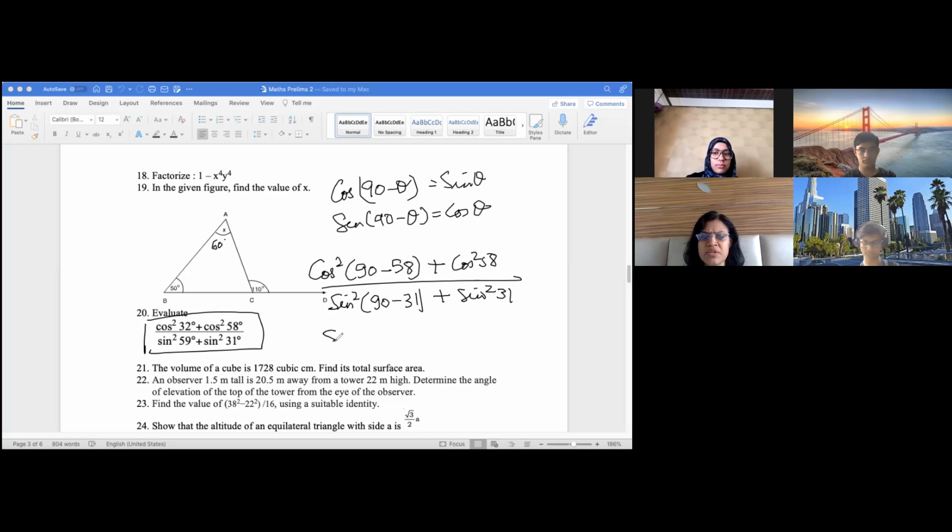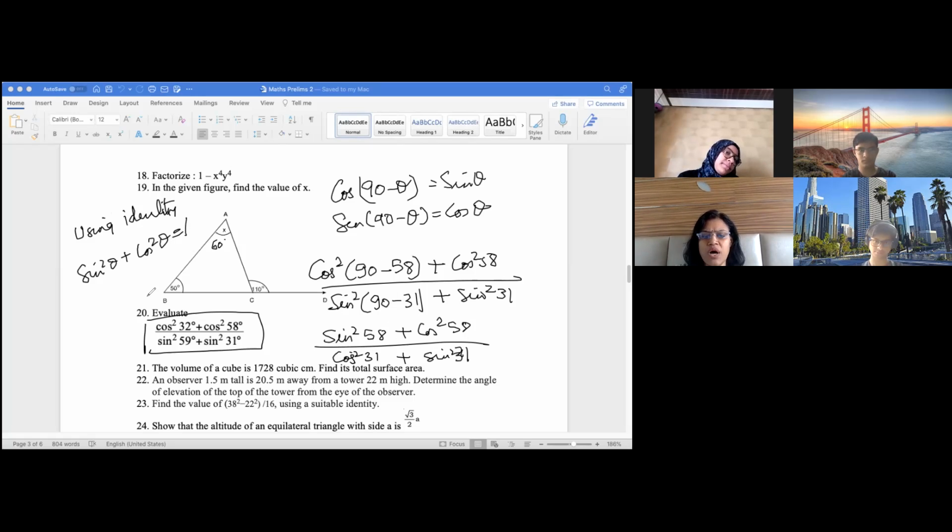Sin theta. So this becomes sin square 58 plus cos square 58 divided by, this is not sin, the sin becomes cos, so this becomes cos square 31 plus sin square 31. Now you have to write using the identity, sin square theta plus cos square theta is equal to 1. This becomes 1 upon 1. So the answer is 1.